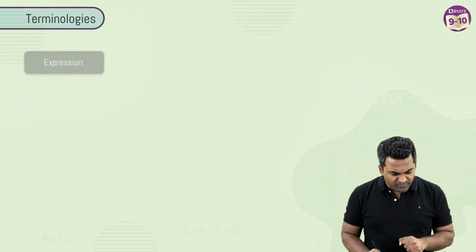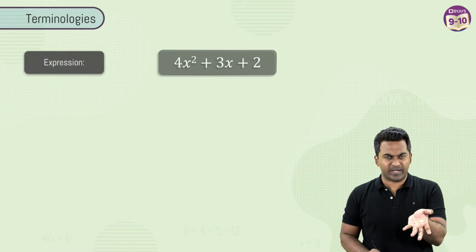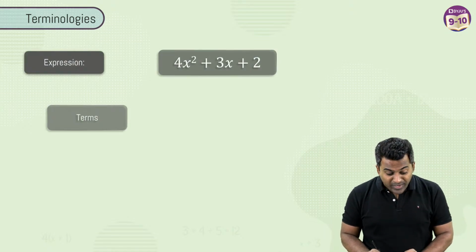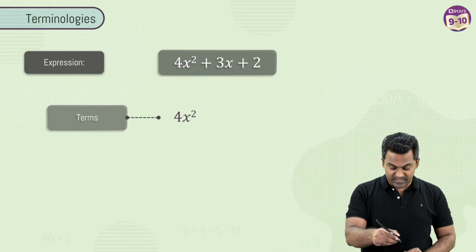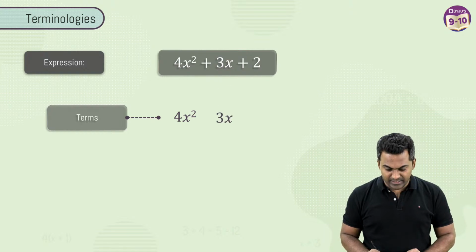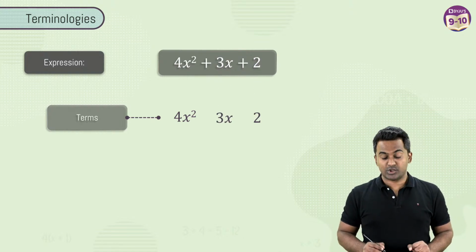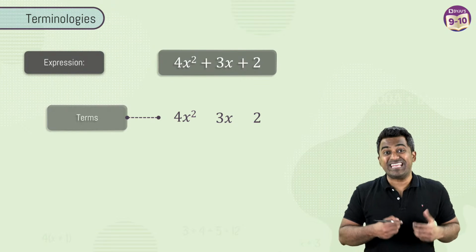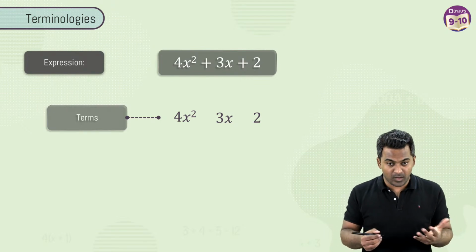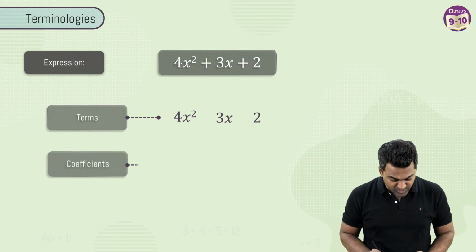Okay. So what terminologies are we looking at? First thing is an expression. You guys know what an expression is by now. Then what are the terms of these expressions? Let's try and understand that. This is going to be the first term. This will be the second term. And this will be the third term. So how many terms are there? Look, there are 3 terms in this expression. All right. There are 3 terms in this expression.